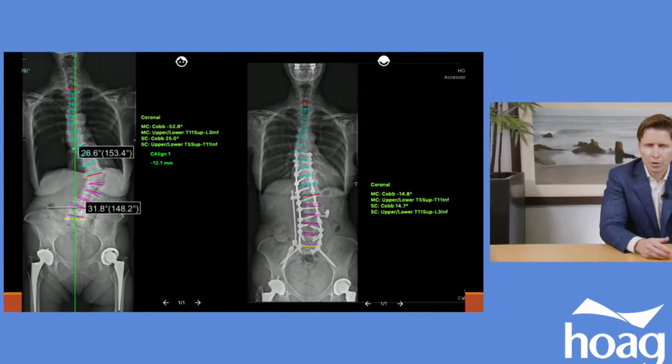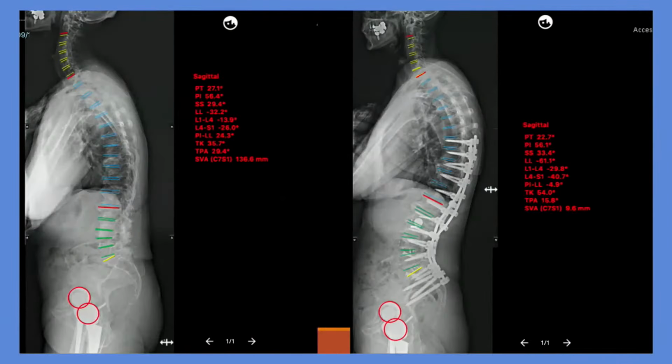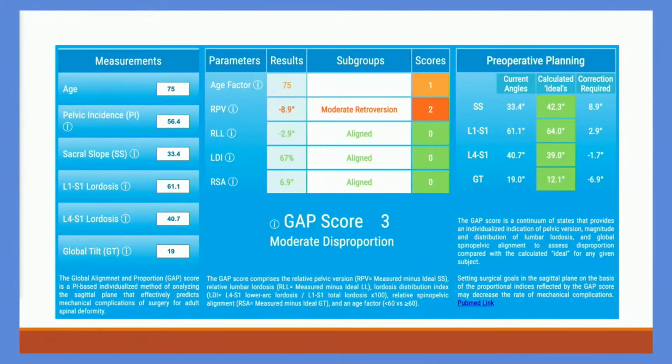This shows the pre- and post-operative coronal plane imaging, and this shows the pre- and post-operative sagittal plane imaging before and after the surgery. And we can see here from the initial gap score to the post-operative gap score showing appropriate alignment.